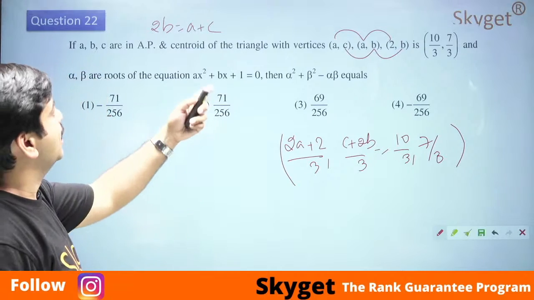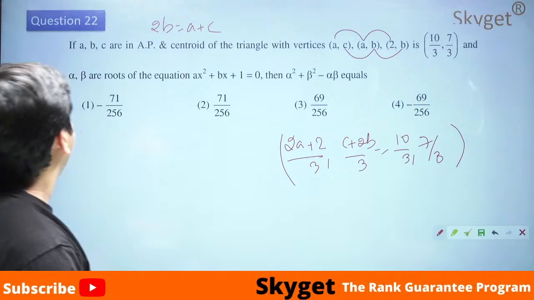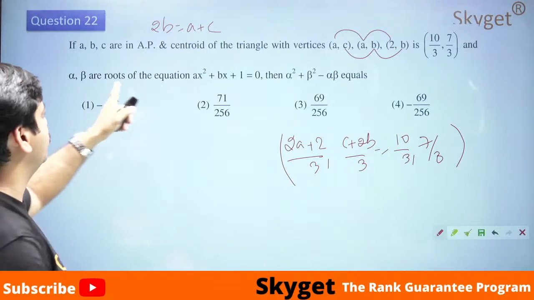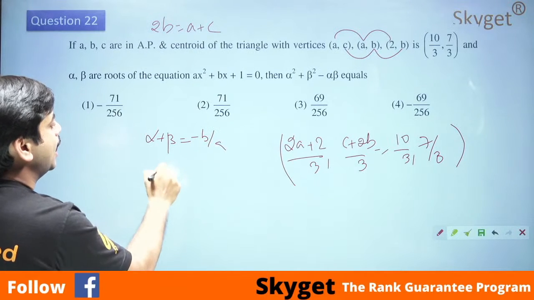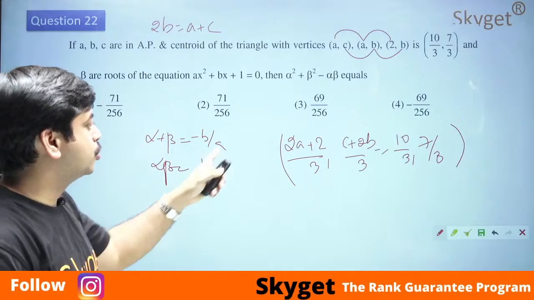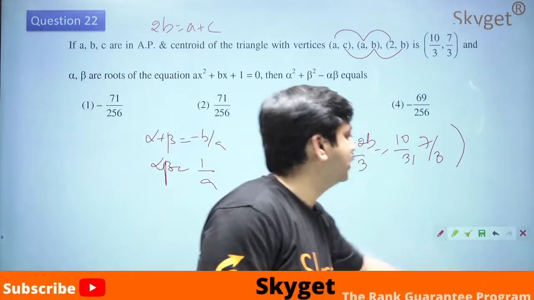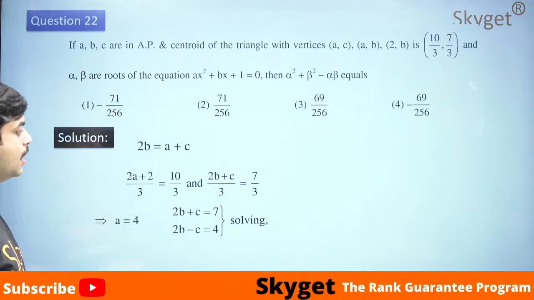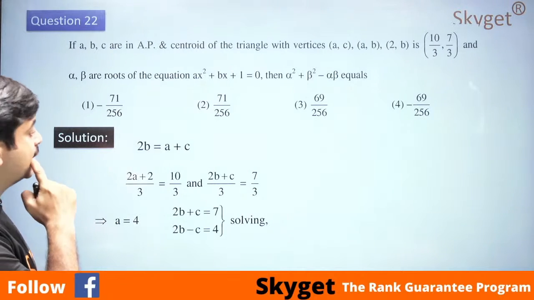This is the equation in terms of b, a plus c, and this is the equation in terms of a, b, c, and alpha, beta are the roots of it. So we will have alpha plus beta equal to minus b by a, and alpha beta equal to c by a. To get the alpha beta values, you should first find what the a, b, c values are. So let's see how to solve for the a, b, c values. You have a equal to 4.